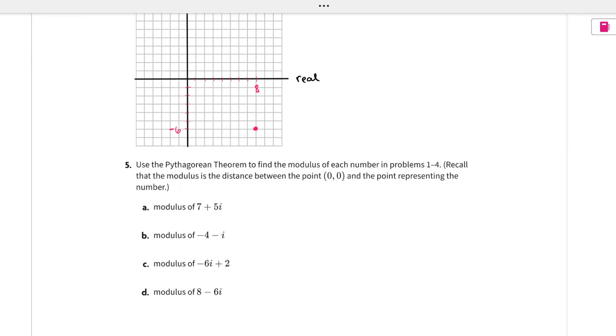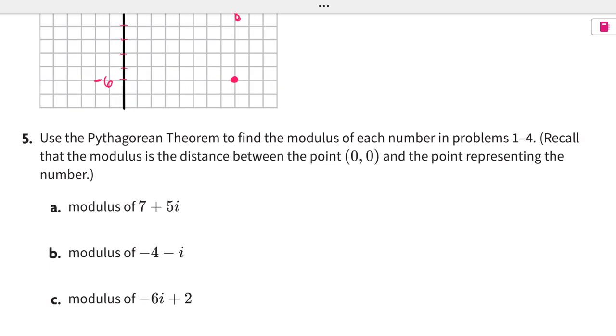Question 5 says, use the Pythagorean theorem to find the modulus of each number in problems 1 through 4. Recall that the modulus is the distance between the point 0, 0 and the point representing the number. So you could do the whole distance formula, right? I'm going to write that out first. I'm not going to do that for each one because there's no need to actually use it.